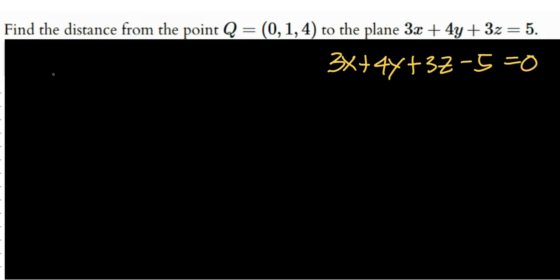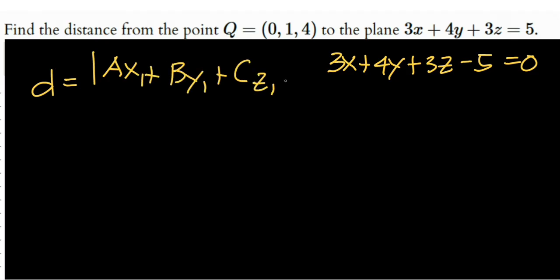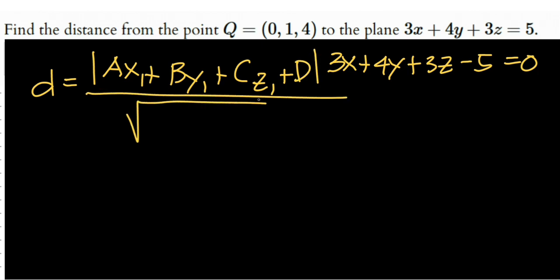And then the distance formula. Yeah, but your distance formula will extend. It would look like this. The absolute value of a x sub 1 plus b y sub 1 plus c z sub 1 plus d, that is your 5, and then over the square root of a squared plus b squared plus c squared. That one.